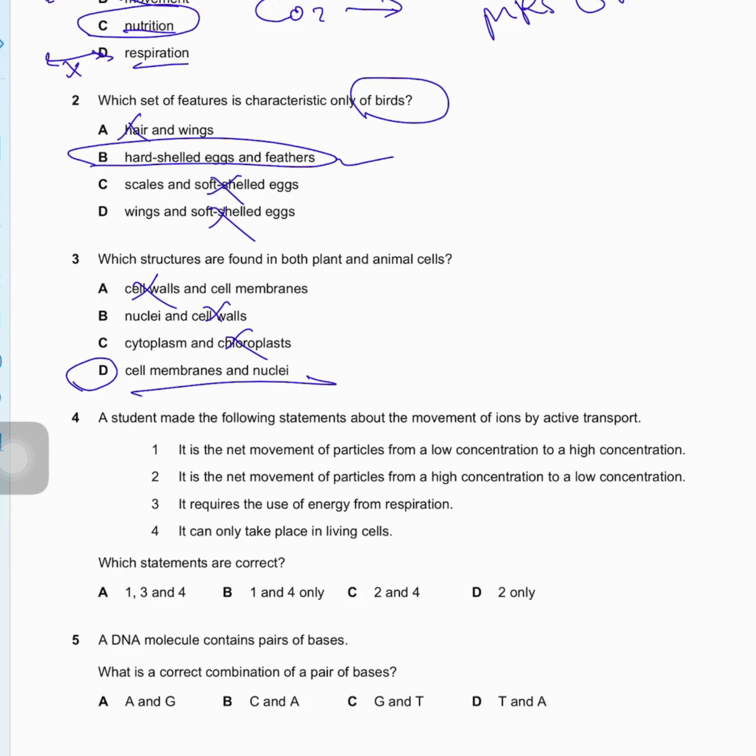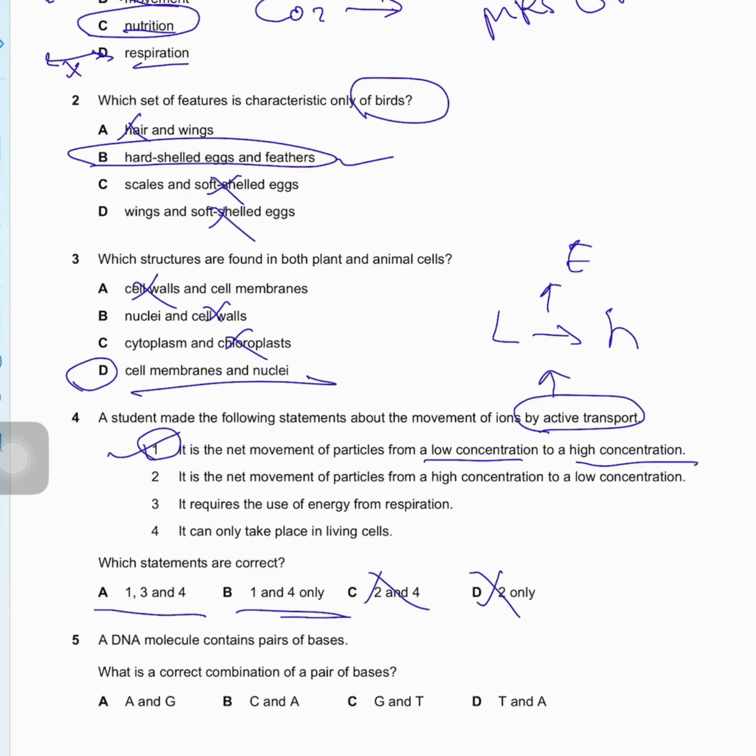Number 4. A student made the following statements about the movement of ions by active transport. So whenever I see active transport, it is from low to high and it needs energy. These are the two key points. Statement 1 says it is the net movement of particles from a low concentration to a high concentration. So 1 is correct, so all the answers with 1 I have to consider. So C and D are wrong.